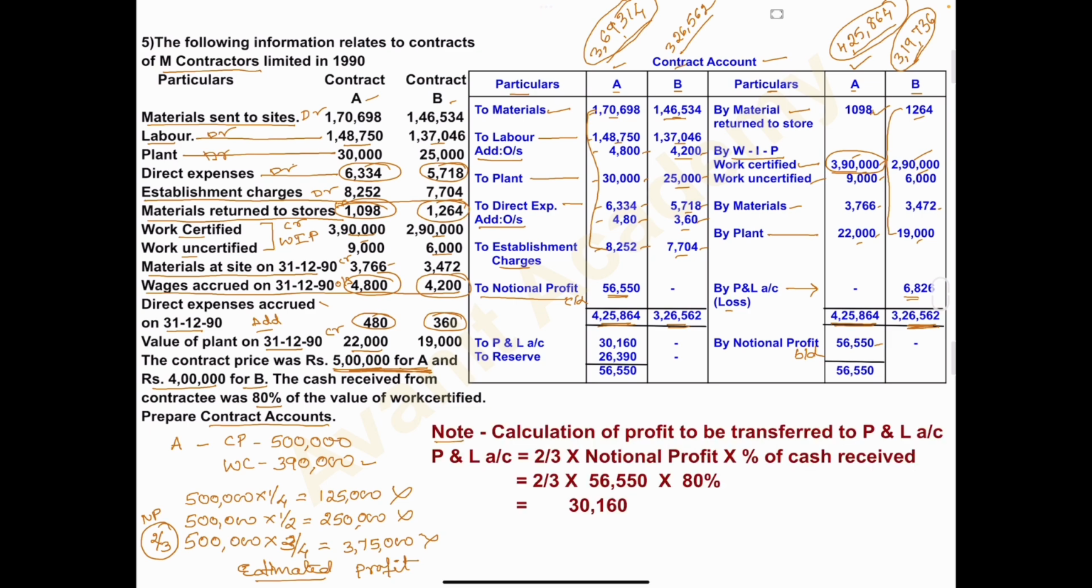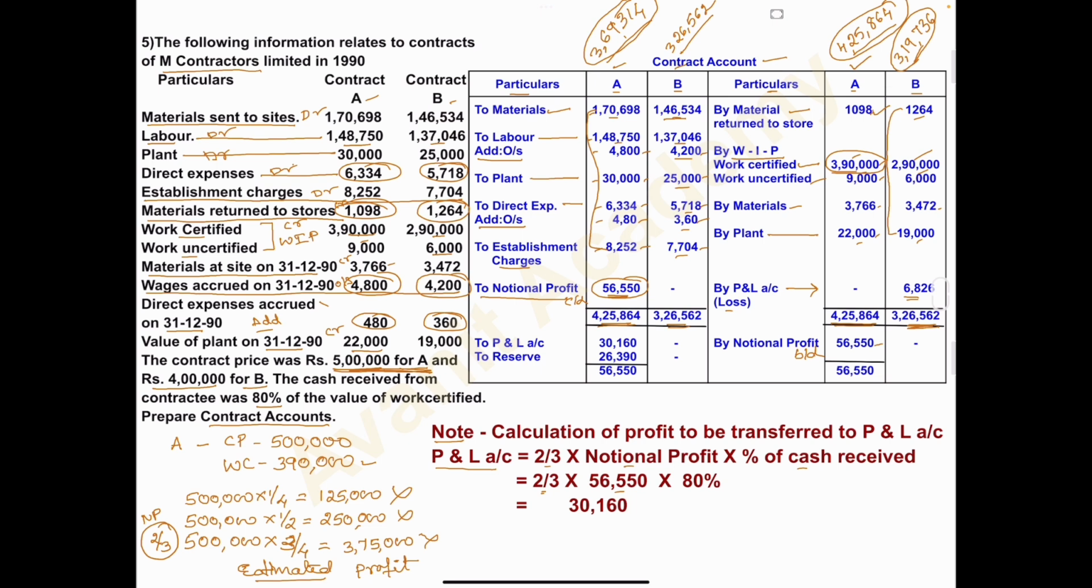Note. Calculation of profit to be transferred to profit and loss account. Formula: profit and loss account is equal to 2/3 into notional profit into percentage of cash received. 2/3, same we will write notional profit. In contract A, we have got notional profit that is 56,550. So write here 56,550 into percentage of cash received.